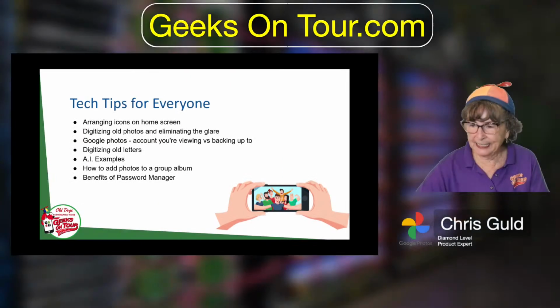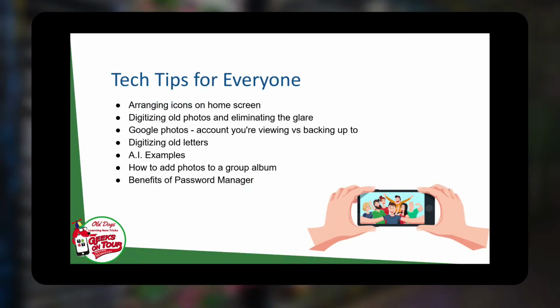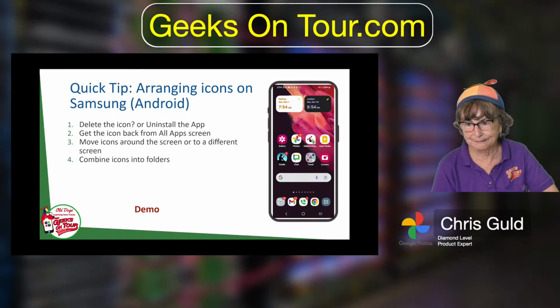Today is Tech Tips for everyone. Arranging icons on home screen, digitizing old photos, eliminating glare, Google Photos, a little bit about accounts, digitizing old letters, a couple of examples of how I've been using AI, how to add photos to group albums, and the benefit of password managers. We might not get through all of this, but we'll give it a shot.